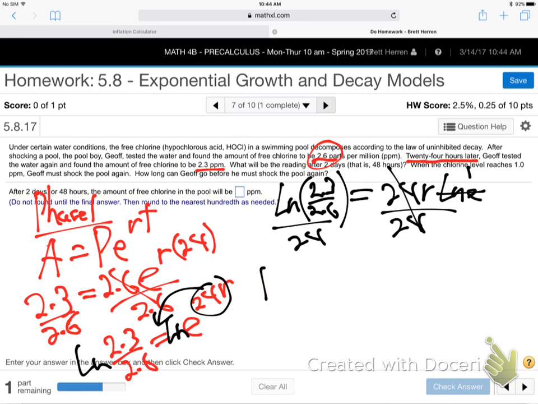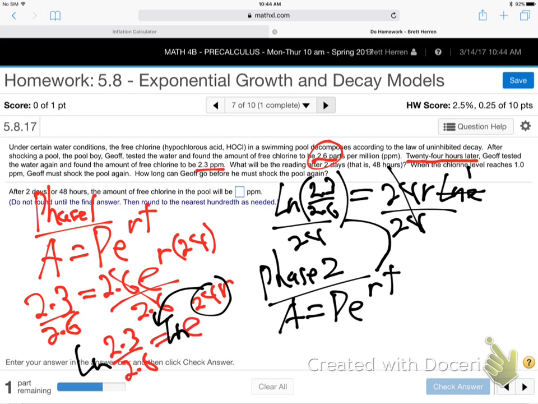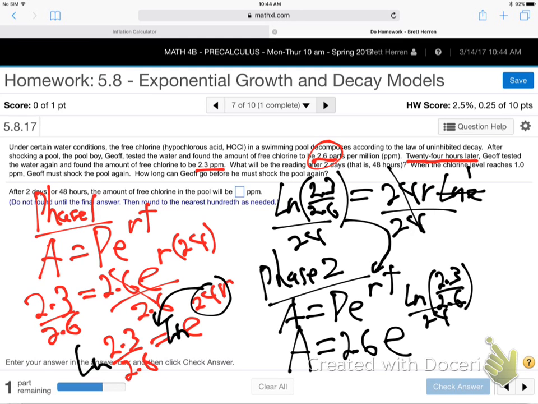And then we're ready for phase 2. Phase 2, PERT formula yet again. Now we know all of that is R. And the P, what was the P? The P is 2.6 still, right? That was the initial amount of the pool, 2.6. E to the R, ln 2.3 over 2.6 over 24 times T. Look at that mess. Is that okay? Plugged in R there.